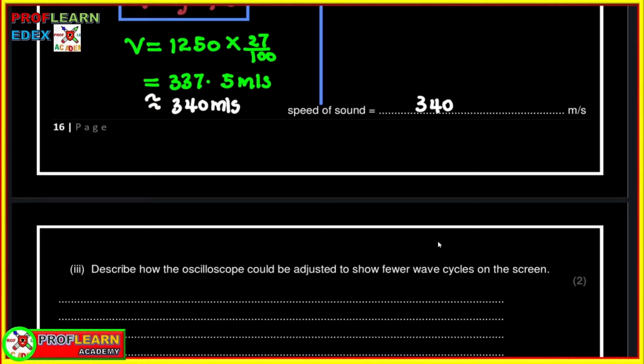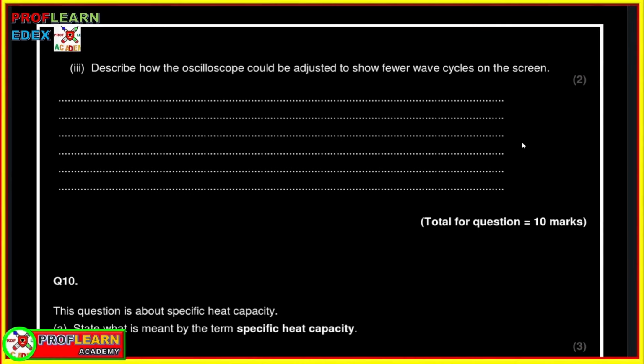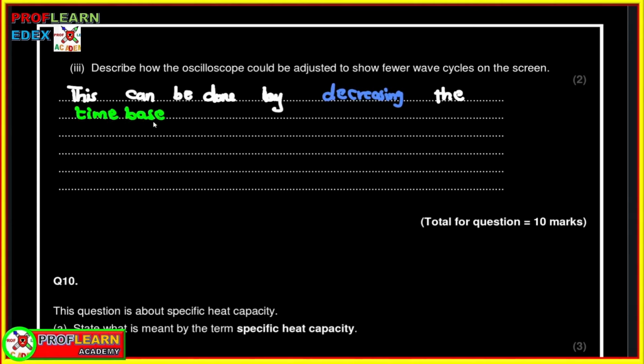We are supposed to describe how the oscilloscope can be adjusted to show fewer cycles on the screen, and this can be done by decreasing the time base. By decreasing the time base, we are going to have fewer cycles on the screen.